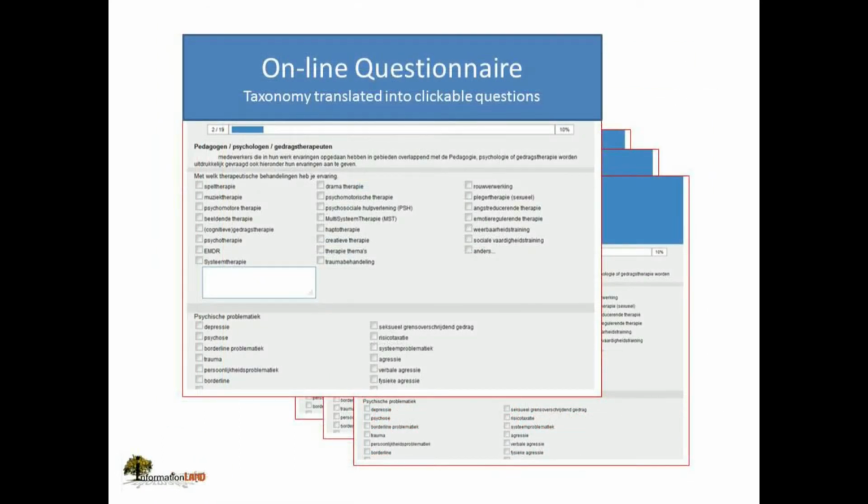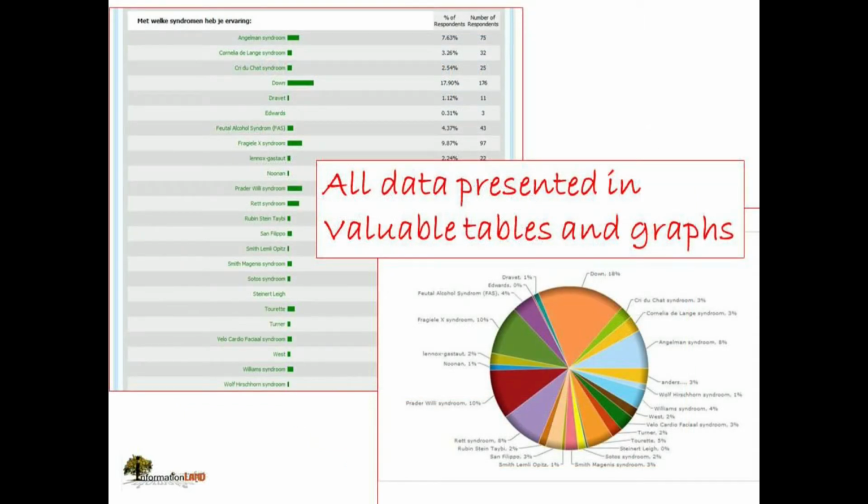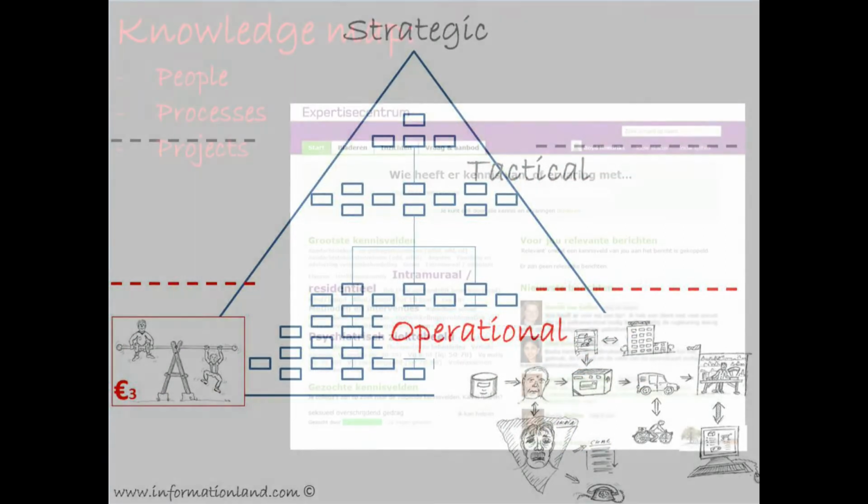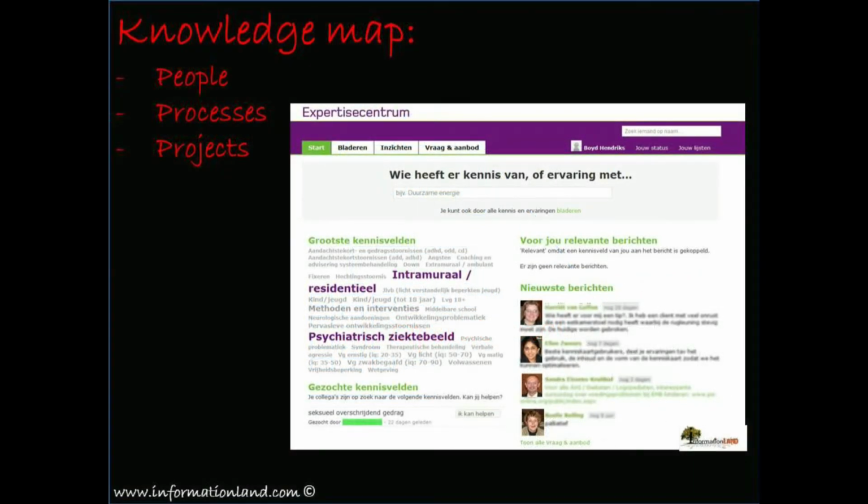And each high-level taxonomy is expressed in an online question which you easily can click with your mouse so that within minutes any employee can put himself on a knowledge map without much pain. What you'd actually get is when you have sampled the data, you can present that in valuable tables and graphs. Now let's look at a knowledge map on an operational level. How does that look? What you get, of course, is a knowledge map for people, process and projects.